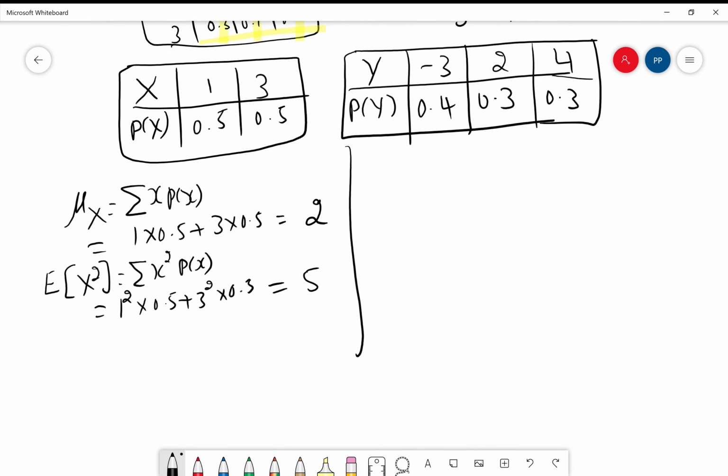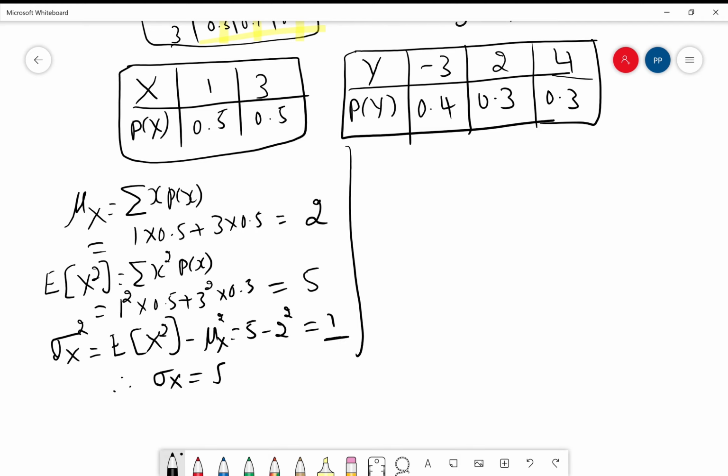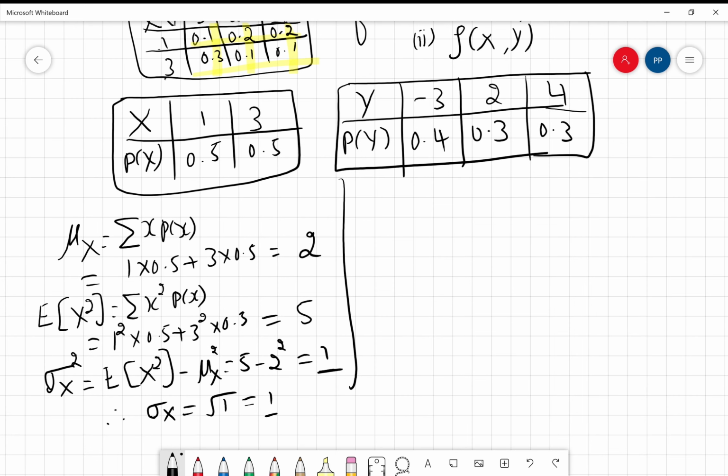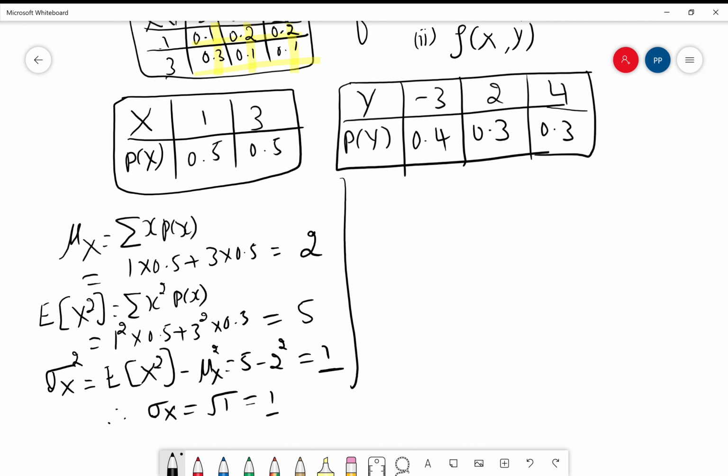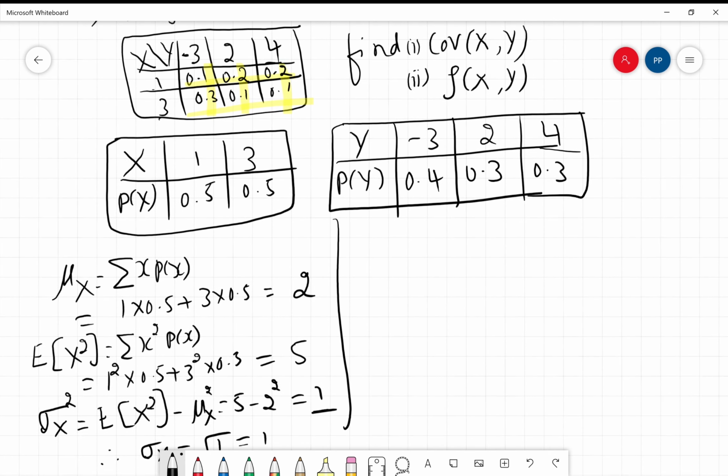Now, sigma x equals, let's find out, e of x square minus mu suffix x square, 5 minus 2 square, which is 1. Therefore, sigma x is nothing but positive square root of this, which is also 1. So, in the same way, we find the mean and standard deviation of this distribution y.